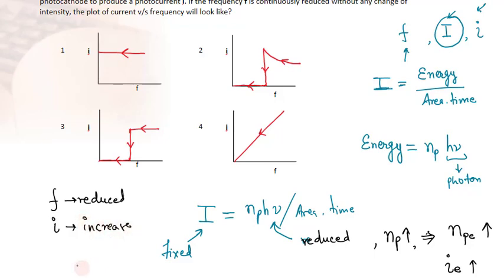Now look at the options. In the first option, if f is reduced, the current is constant. This is not the right answer. In this one, if f is reduced, the current goes down. This is also not the right answer. In this one, when f is reduced, the current is almost constant, then it goes to zero. And in this option, when f is reduced, the current increases up to a value, then suddenly decreases to zero. There is another explanation for why this should happen, because for the photoelectric effect experiment, you all know that there is a threshold on the frequency.